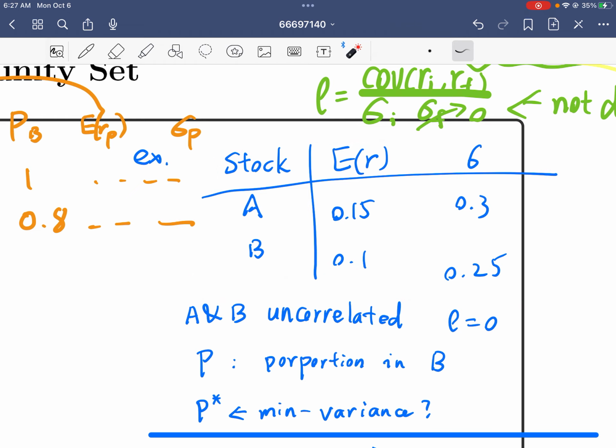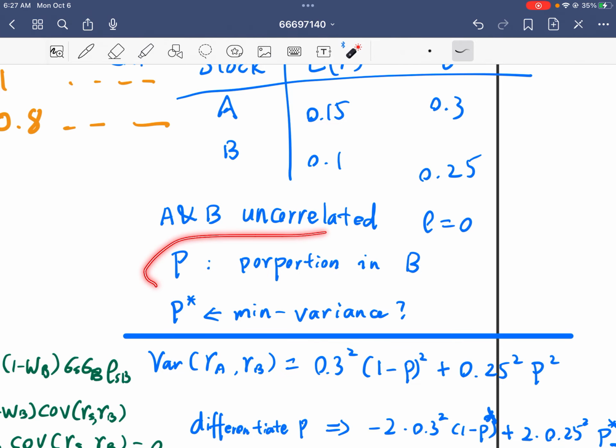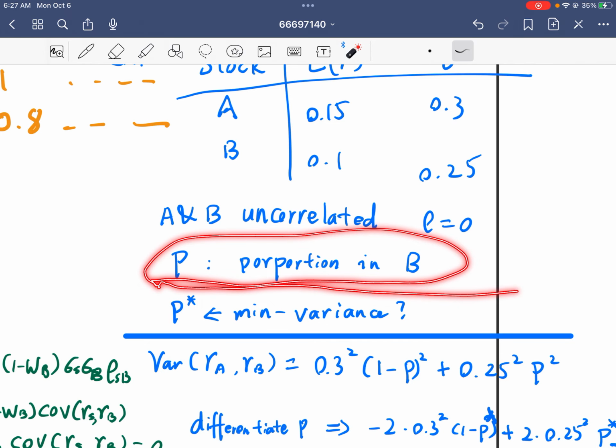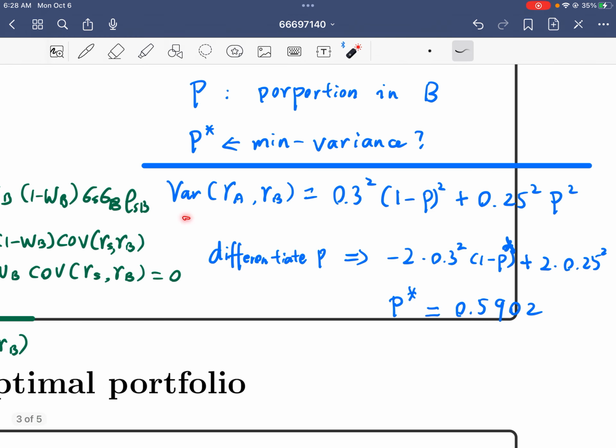Here is a simplified example for the minimal variance point. For example, we have two stocks, A and B, with different expected return and different levels of standard deviation. Suppose they have 0 correlation. That simplifies our equation. Suppose the proportion in stock B is P. Then we're trying to find the minimal variance point. The P that gives us a minimal variance.